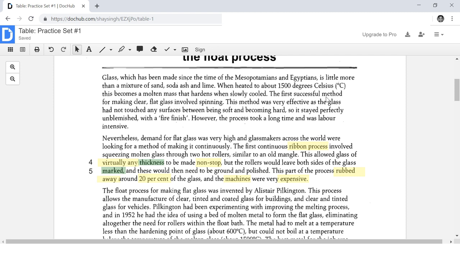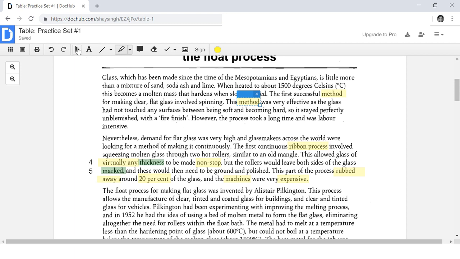All right, now over here it mentions something about method. I'm not sure if that is going to be our keyword. Let's read it here. First successful method for making clear flat glass involved spinning. It mentions a little bit more about that method. Okay, so that is the only spot where it mentions method. Here it talks about method, but it's not giving us the name of the method.